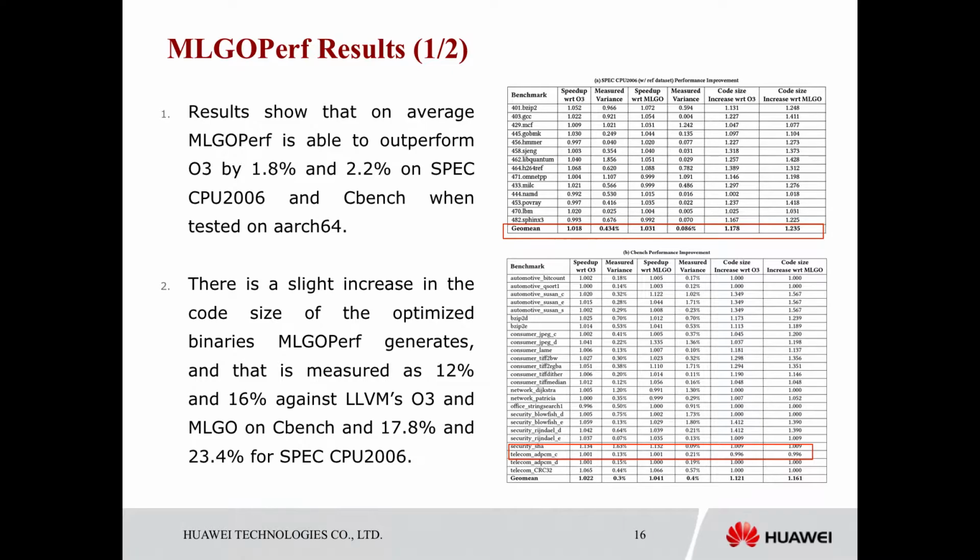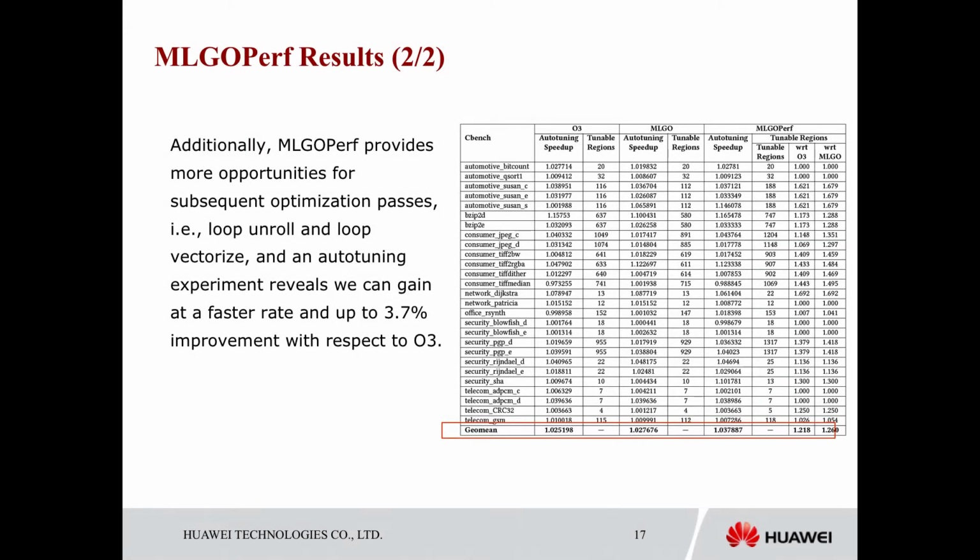On the other side, the code size increase, as a price we pay for optimizing only performance, was around 17% with respect to O3 and 23% with respect to MLGO. In the case of Cbench, we were around 12 and 16%, but the speed up values were a little bit higher, 2.2% on Cbench.